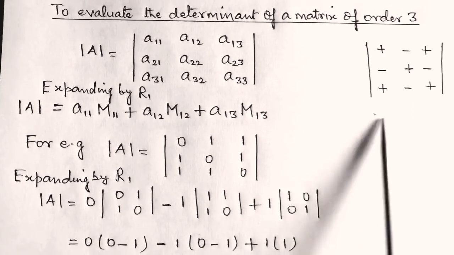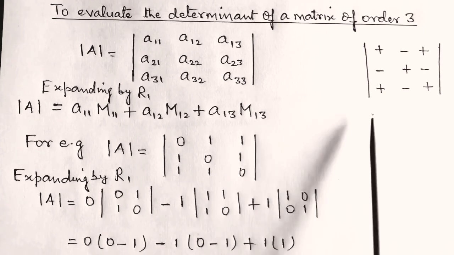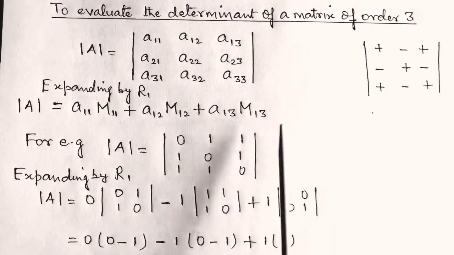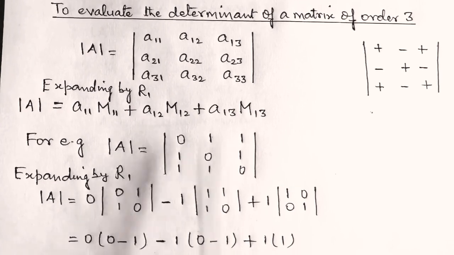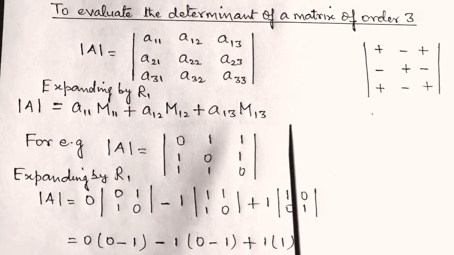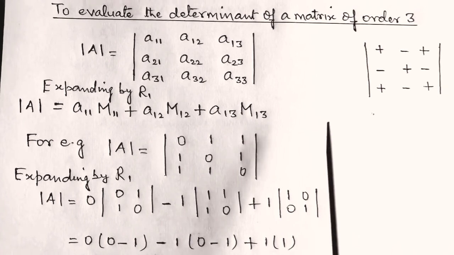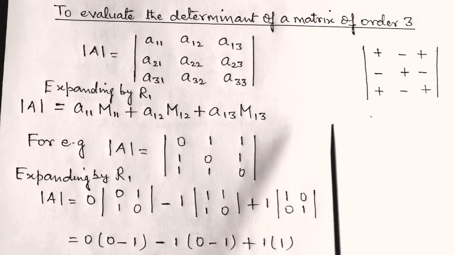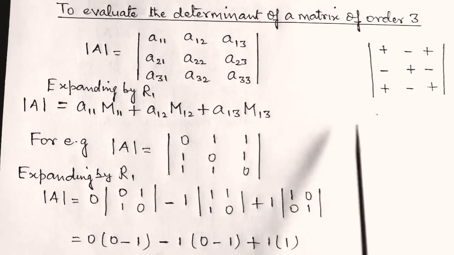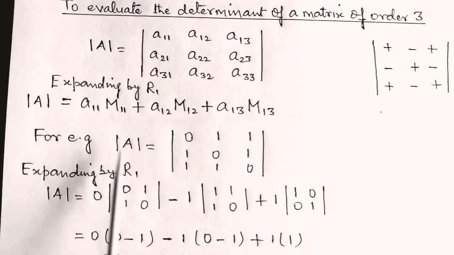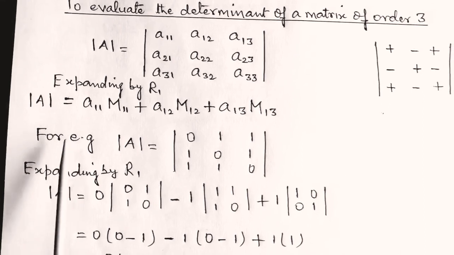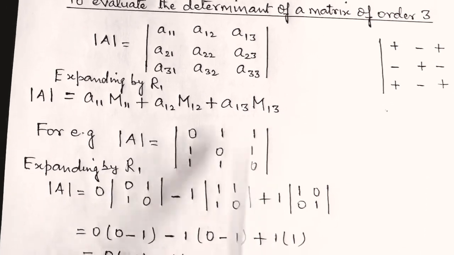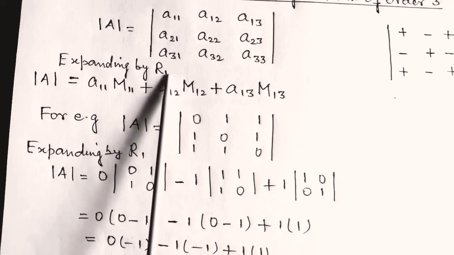Now, another important thing is that we can evaluate a determinant of order 3 or more by expanding it from either of the rows or either of the columns. That is, we can expand it by R1, R2 or R3, or by C1, C2 or C3. Whether you expand from R1, R2, C1 or C3, the value comes out the same. Now here I am expanding by R1.